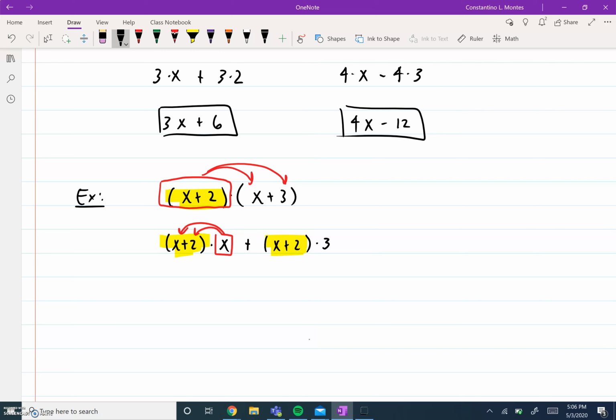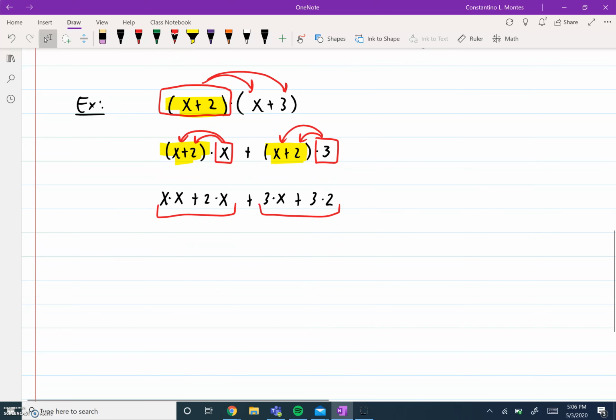So I'm going to end up with, I'm going to go all the way out here first, x times x plus x times 2, so 2 times x. And I'm going to go ahead and distribute this as well, here and here. 3 times x plus 3 times 2. Right? This is from the part on the right, and this is from the part on the left.